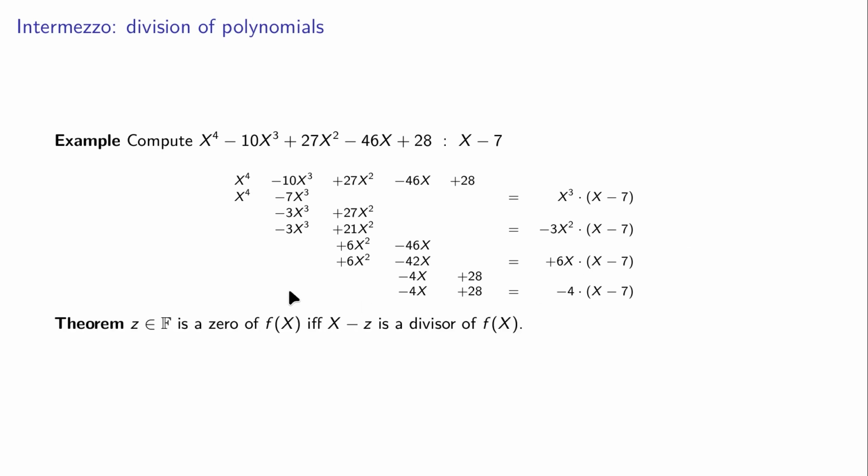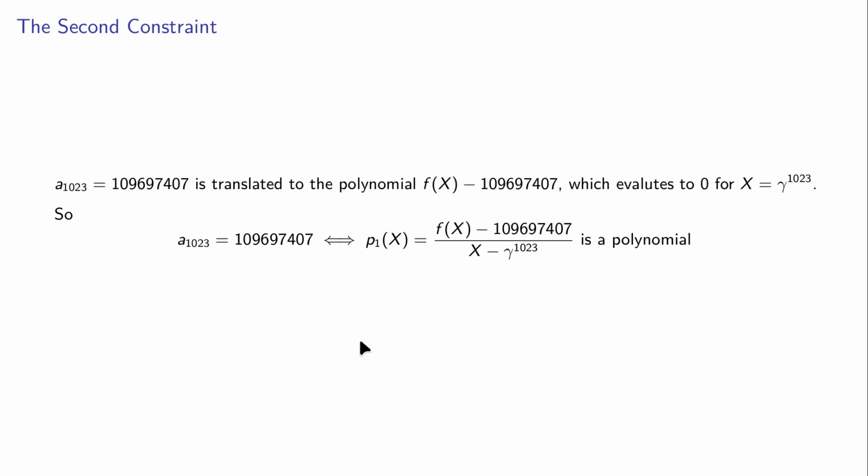And what we are using implicitly is something that you probably know already, right? If z is a 0 of f of x, then x minus z is a factor of f of x, so x minus z is a divisor of f of x. So this is the property that we are using in the previous slide and that we will be using later on as well. So the second constraint, we do something similar.